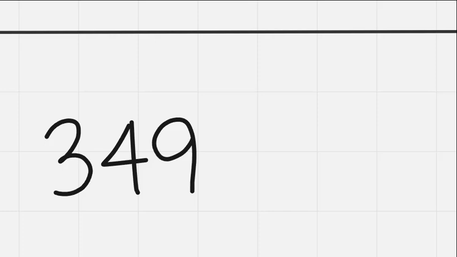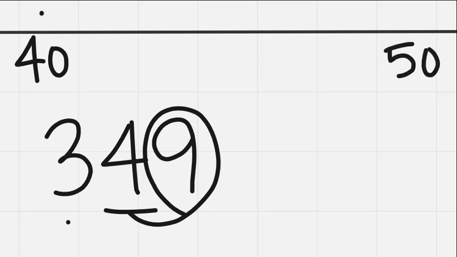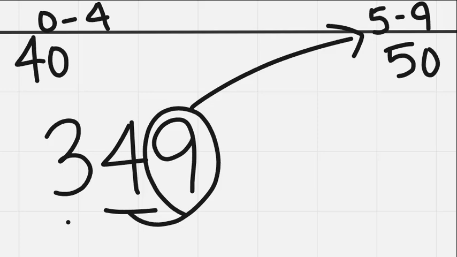We're going to underline the tens place value, which is 4. We're going to circle the 9. The 9 will tell 49 how to round. We can ignore the 3. 49 is between 40 and 50. 0 to 4 will go down. 5 to 9 will go up. The 9 tells 49 to round up to 50.